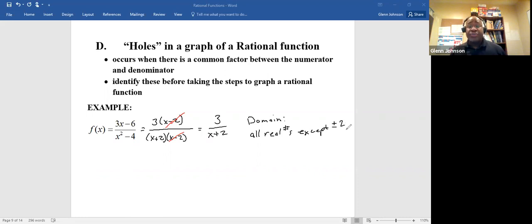plus or minus 2. So even though the expression is equivalent to 3 over x plus 2, which by itself would only have a domain of all real numbers except for negative 2, since the original function had both x plus 2 and x minus 2 as factors, the domain is always going to be based on the original function, not necessarily what the simplified version is going to be. So then if we look at the graph of this function, we'll actually see that play out.